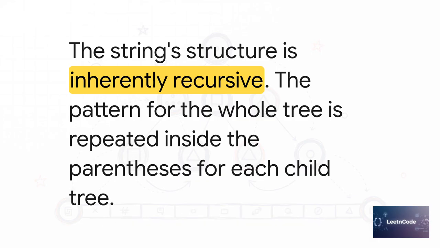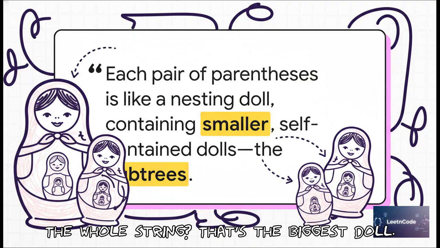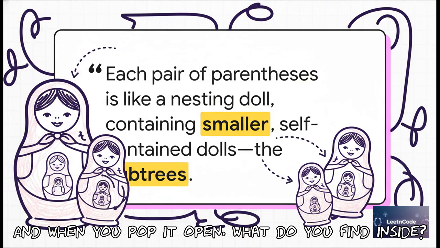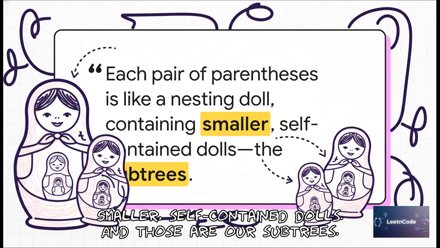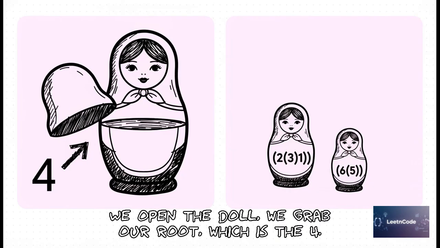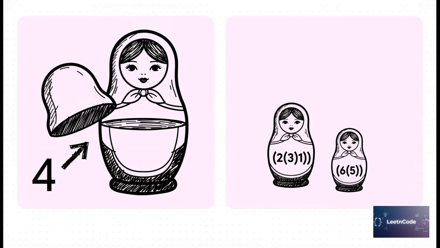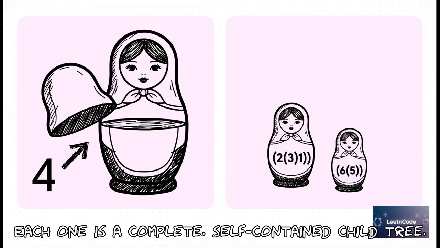You know, a perfect way to picture this is with those Russian nesting dolls. The whole string, that's the biggest doll. And when you pop it open, what do you find inside? Smaller, self-contained dolls. And those are our subtrees. Okay, so let's put that idea to work on our example. We open the doll, we grab our root, which is the 4. And what's left inside? 2 totally separate substrings. Each one is a complete, self-contained child tree.